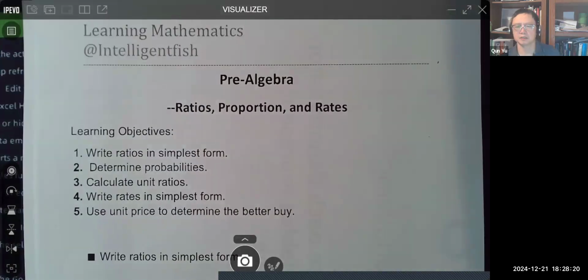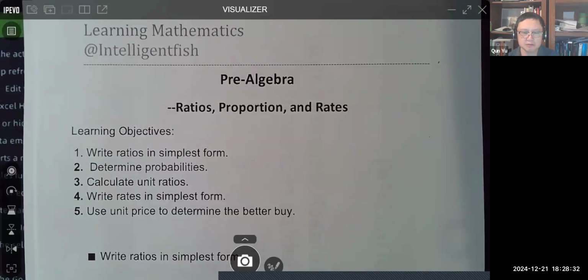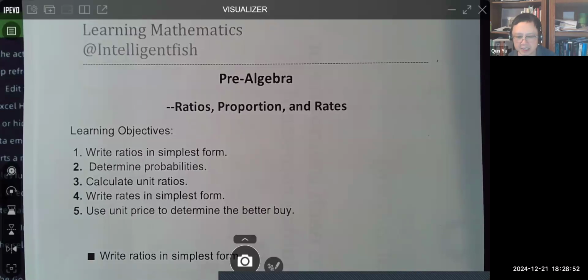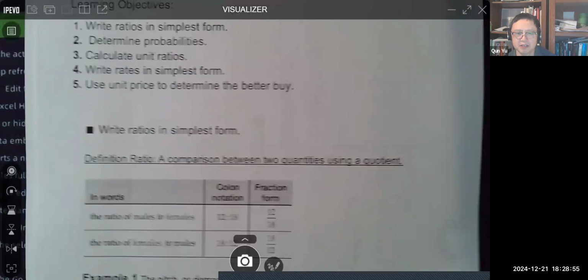Hi everyone. In this video, we're going to look at ratios, rates, and proportions. We have 5 objectives. First, we're going to look at rates and ratios and write them in the simplest form. Then we look at the unit rate. And in the end, we look at how to make a decision about which one is better by looking at the unit price. So let's look at them one by one.